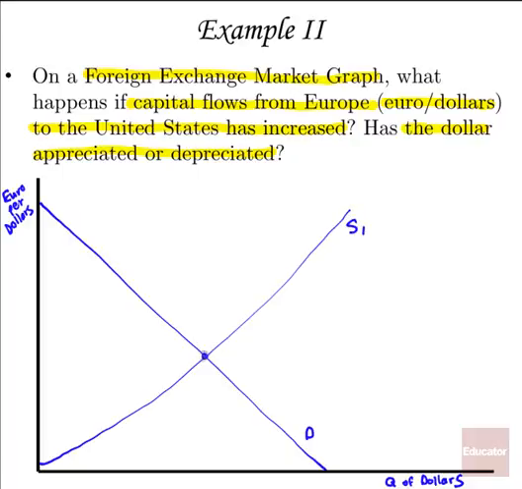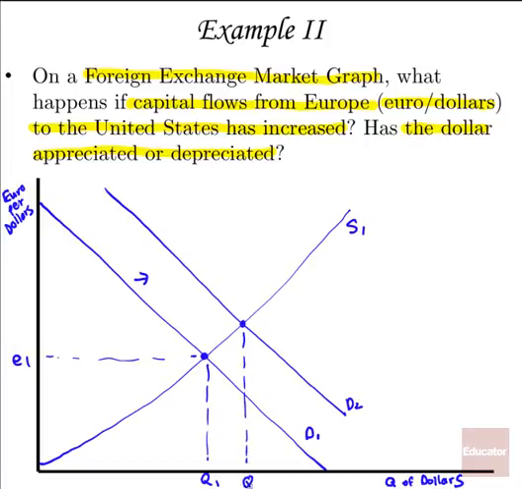Here's the supply. Let's label this as E1 here and Q1 here. So if capital flows from Europe has increased, what's going to happen is that the demand for the currency is going to increase here. So you have D2 here. Has the dollar appreciated or depreciated? Okay, so if capital flows come in, then the dollar has appreciated.